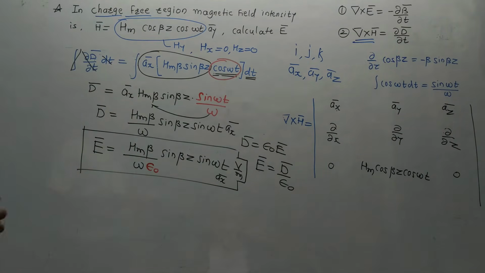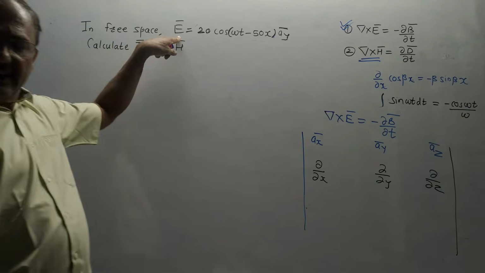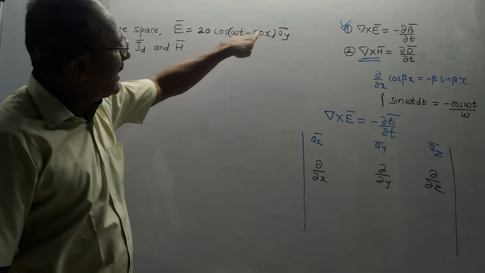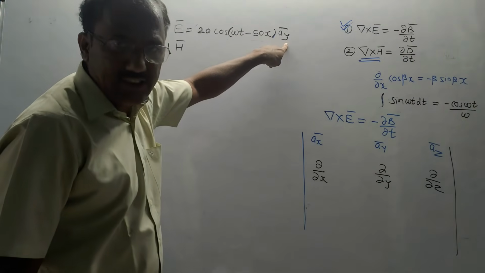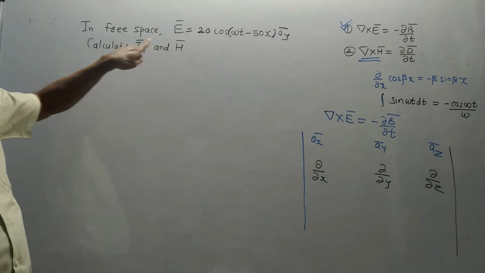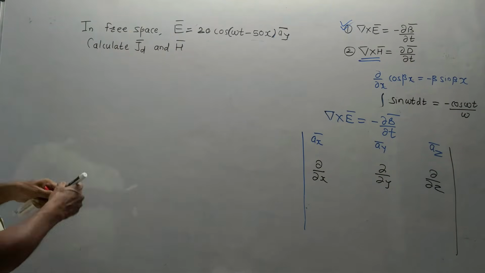Now let us discuss the second numerical. In free space, E bar is the electric field intensity. It is given as 20 cos of omega t minus 50x, direction is ay bar. Calculate Jd bar and H bar. Jd bar is displacement current density. First we will complete this calculation.